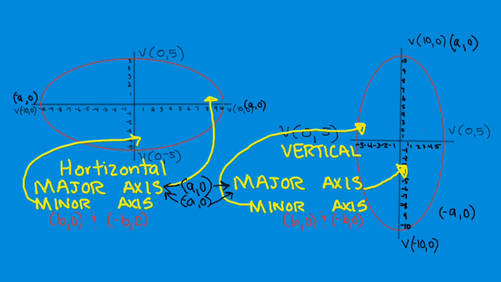The minor axis is represented by points (B, 0) and (-B, 0). And just like with the major axis, you can see that these points don't change whether it's on the x-axis or the y-axis.